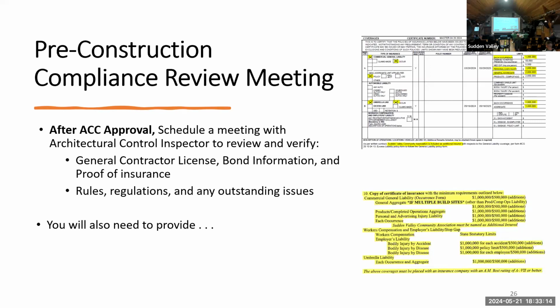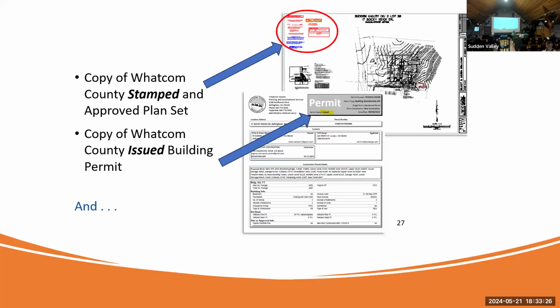During this meeting, we'll go through some of the rules about building in Sudden Valley. We'll verify things like your general contractor license, bond information, and proof of insurance. And it's a good time to ask questions as well. One of the requirements also is to provide a copy of the Whatcom County reviewed, stamped, and approved plan set.